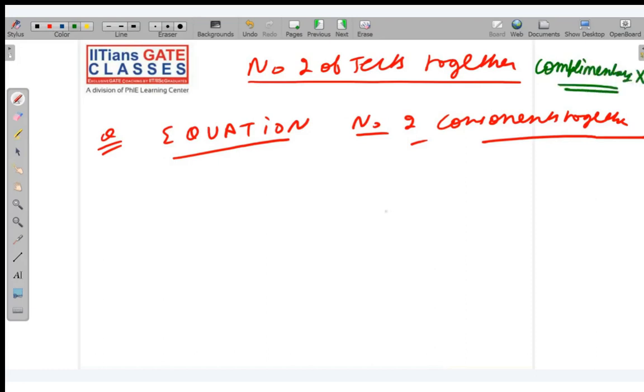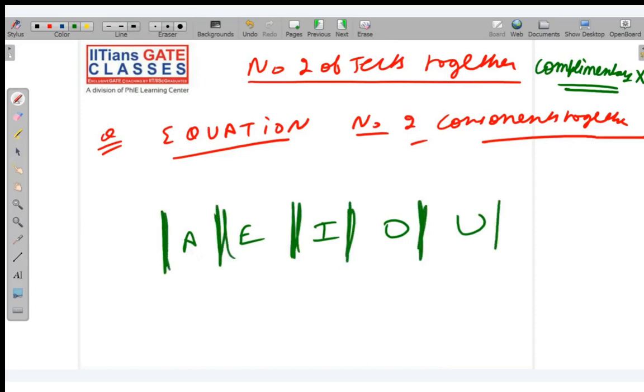We have to solve it directly. How we will solve it? Let me show you. So the equation is the word, and no two consonants should be together. So vowels, there is no consonant on the vowels. So vowels are a, e, i, o, u. Okay, so now these are the places: 1 2 3 4 5 6.